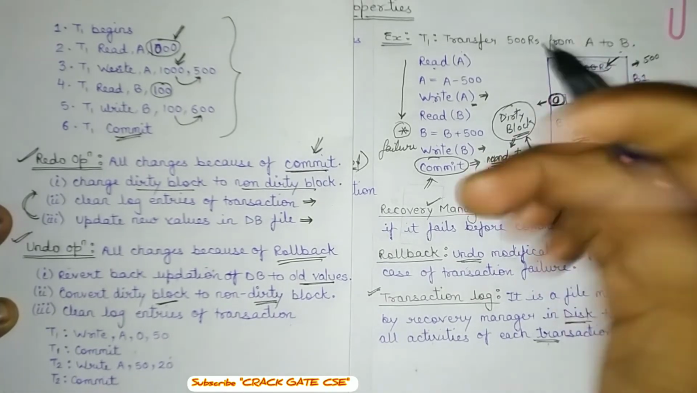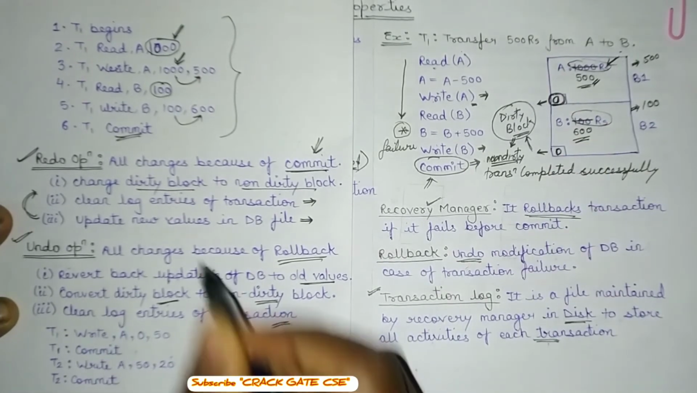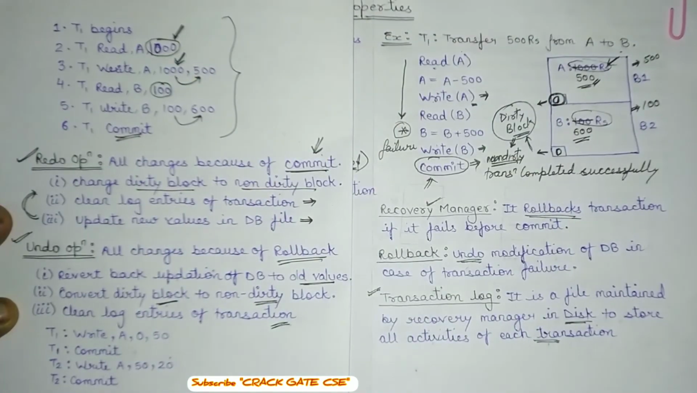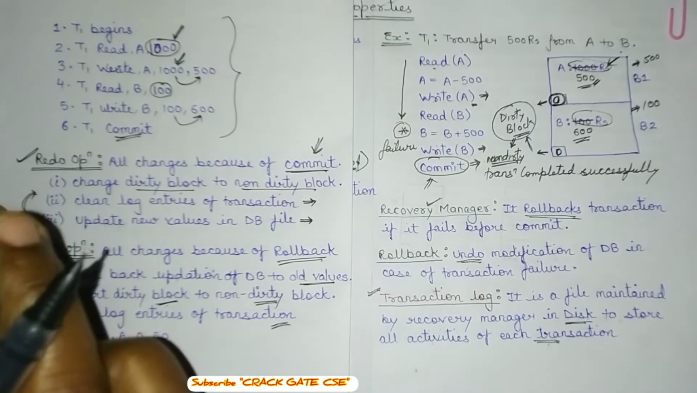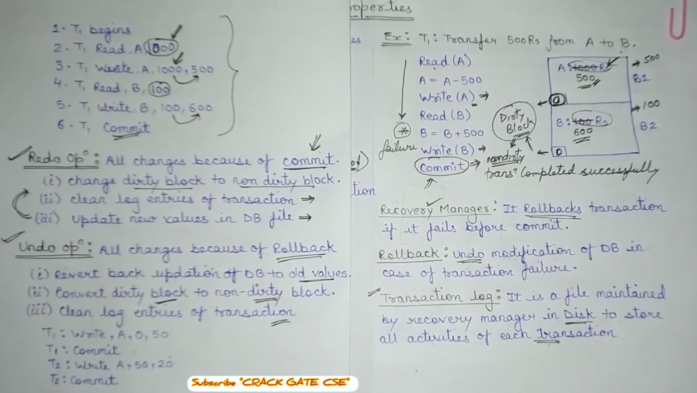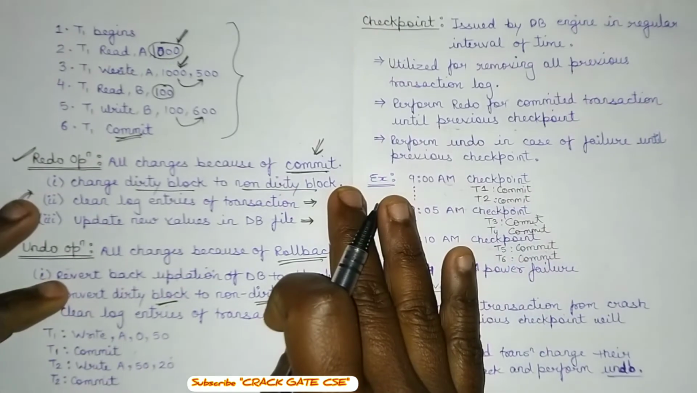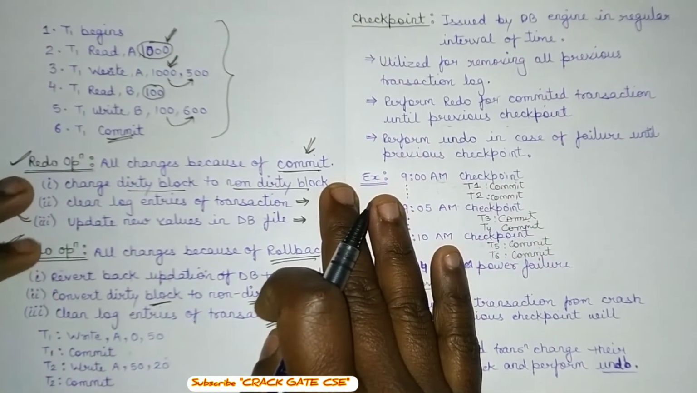And once this dirty block is changed, we have to clean the log entries, because whatever the task is there in the transaction log has been completed. So these redo and undo operations are for commit and rollback. Now there is one important thing, which is the checkpoint.